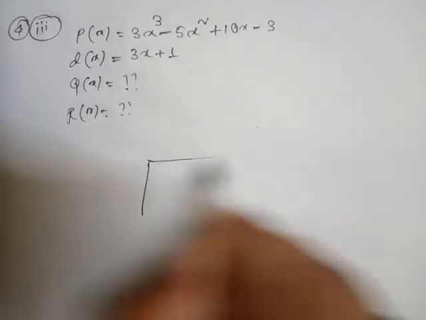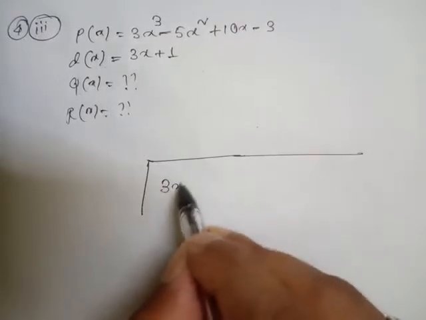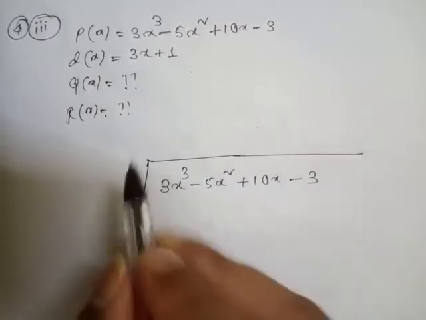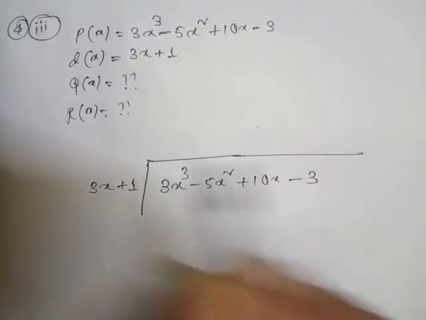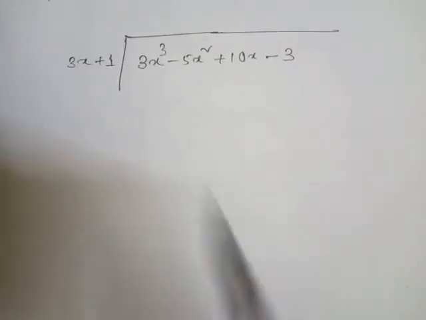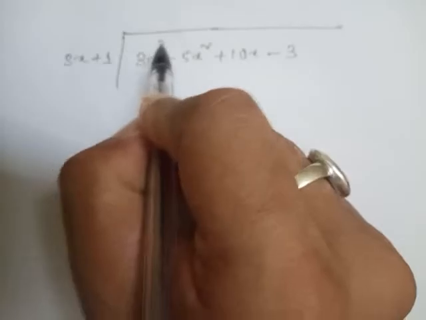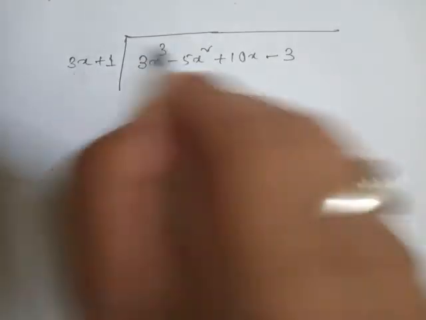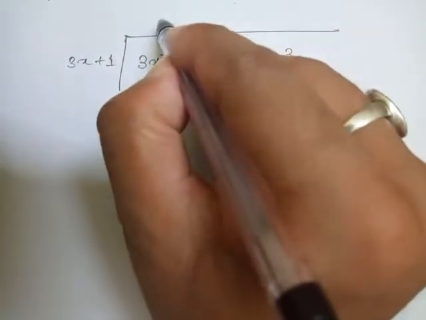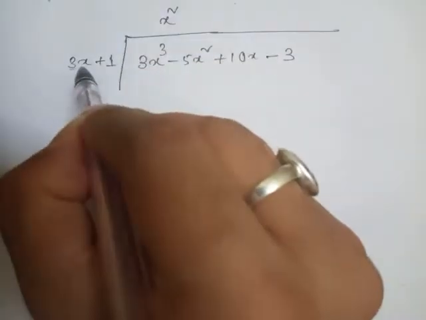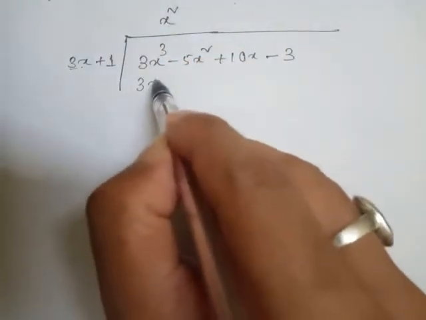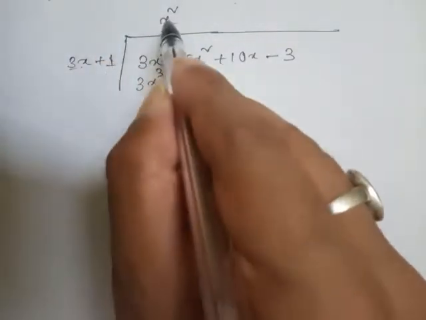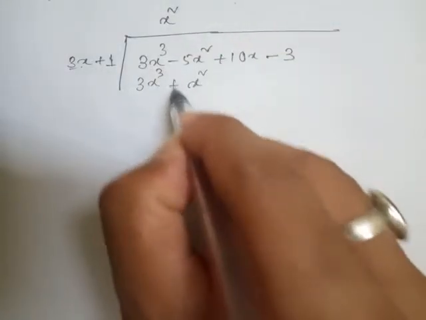Now look, first of all we'll write here 3x cube minus 5x square plus 10x minus 3, and there is 3x plus 1. We'll go for the long division now. After that, 3x cube, the highest power is 3x cube, and there is 3x only. So if there is 3x and there is 3x cube, I will write here x square. Look, 3x into x square means 3x cube. Now plus 1 into x square is only x square.